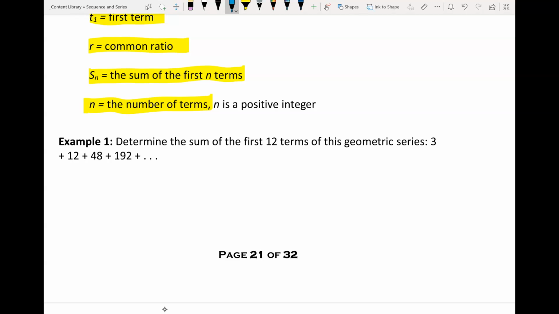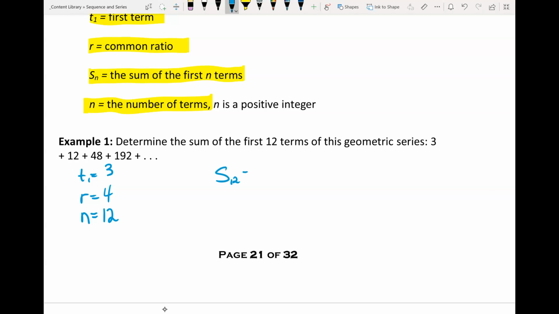So I'm going to need T1, and that's the first term, which is 3. Then I need to find R, which is our common ratio. To get from 3 to 12, I would need to multiply 3 by 4 to get 12. And I would need to multiply 12 by 4 to get 48. So 4 is our common ratio. And then there's n, the number of terms. We're looking at the first 12 terms of this geometric series.